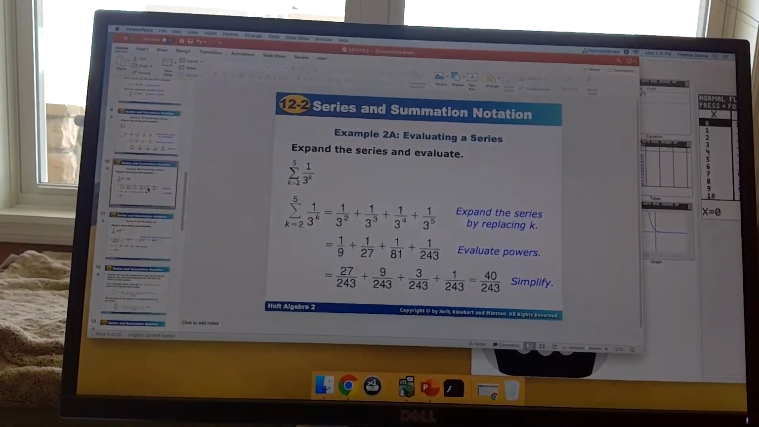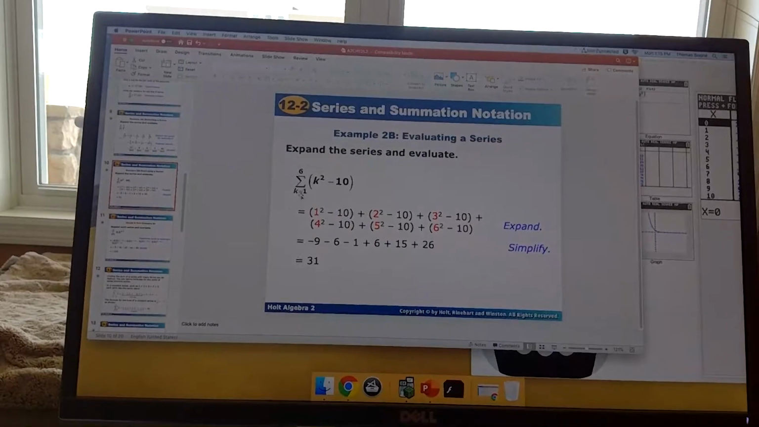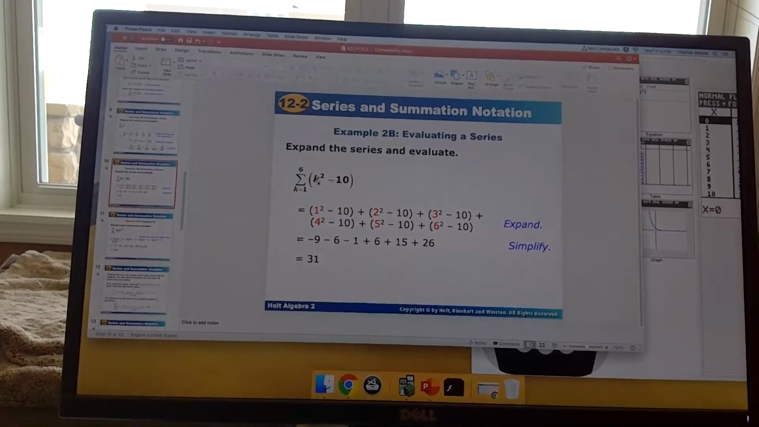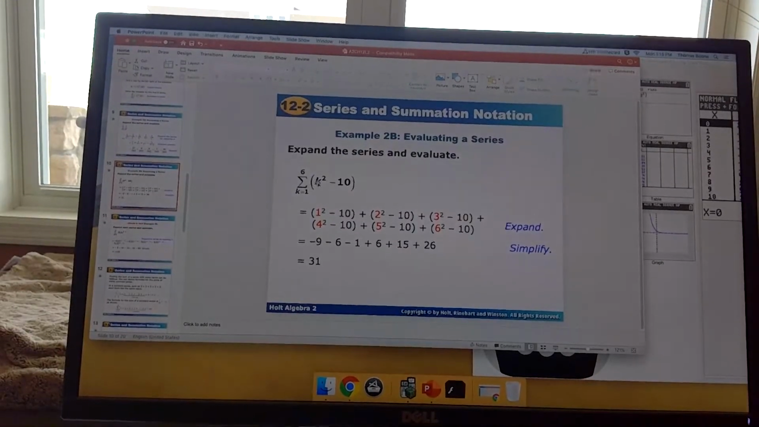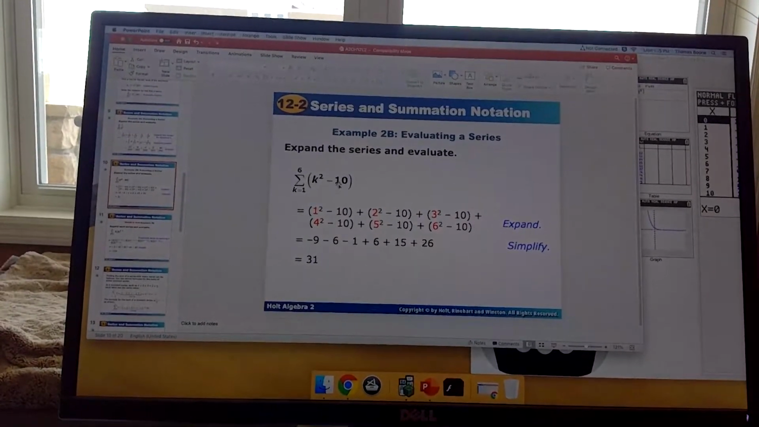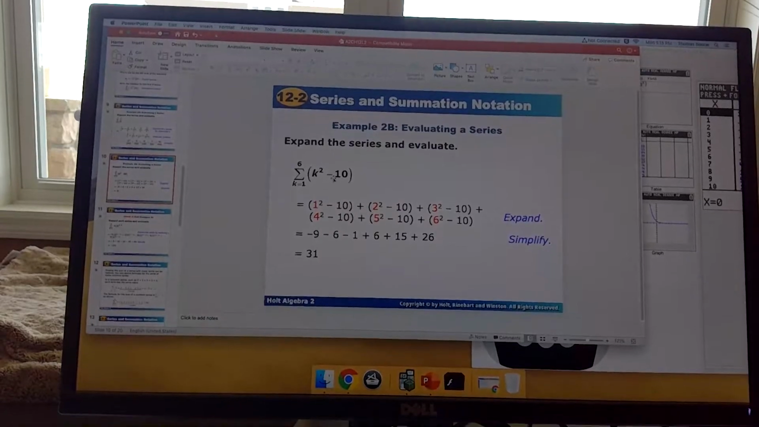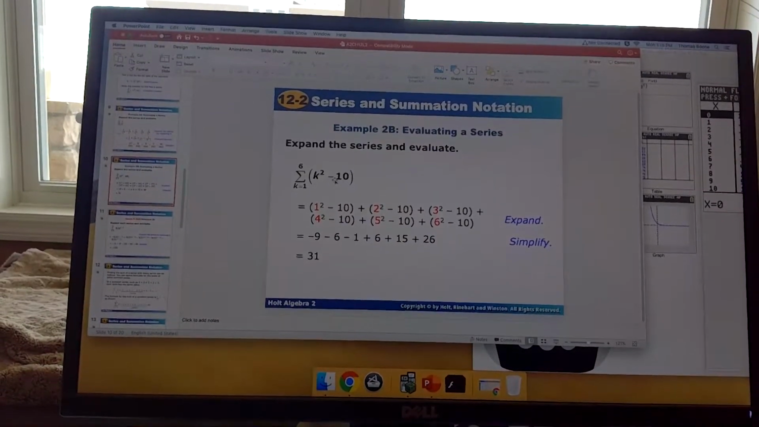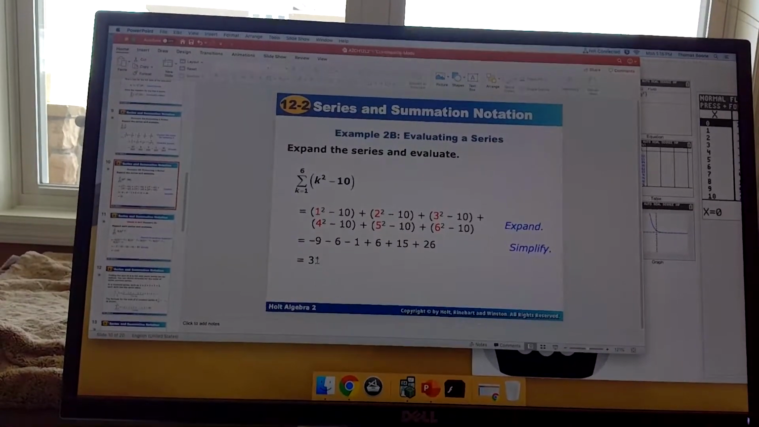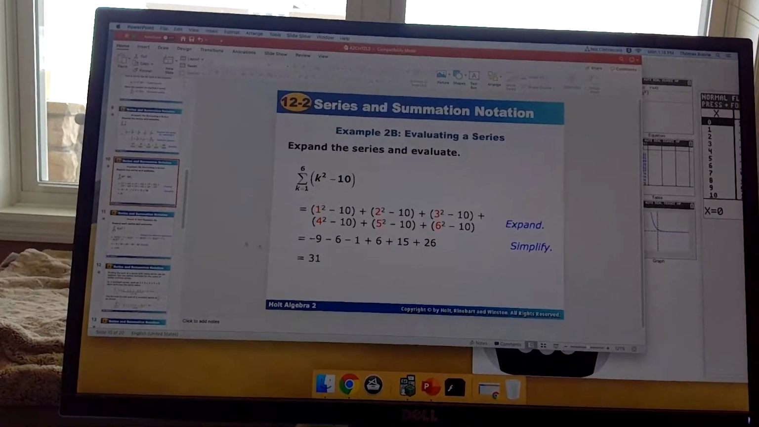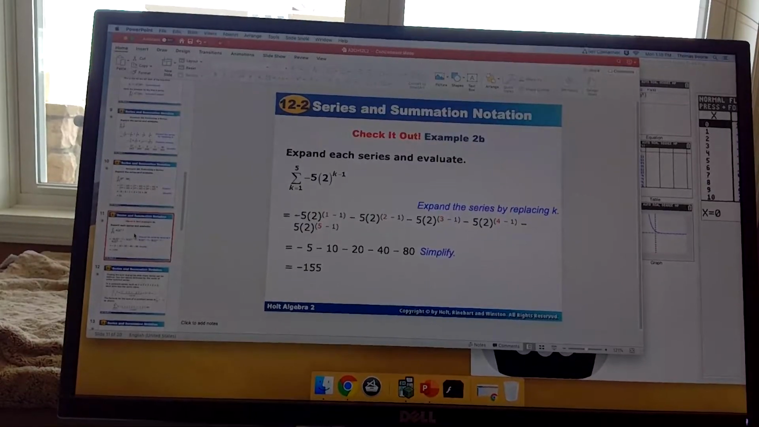If we expand, all right, this time we're going from term 1 to 6. So we'd put a 1 in for k, a 2 in for k. We could do this very easily by putting in k squared minus 10 in the y equals. And then certainly we could just use the table mode there, and we'd get these numbers. And then, of course, the evaluate part is just to add those up and get 31. So easy enough. Again, table mode is a great way to do that.